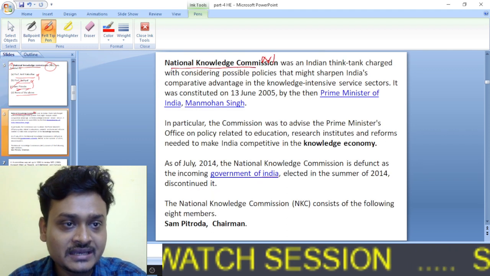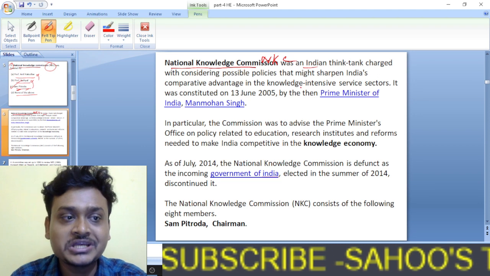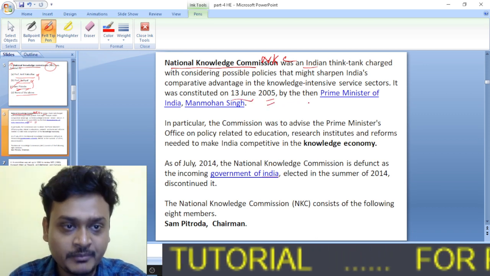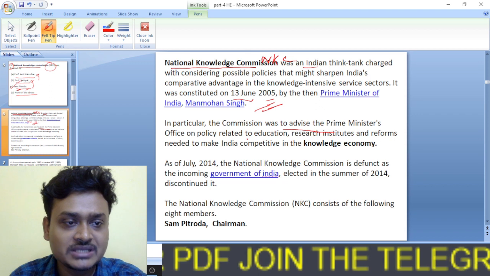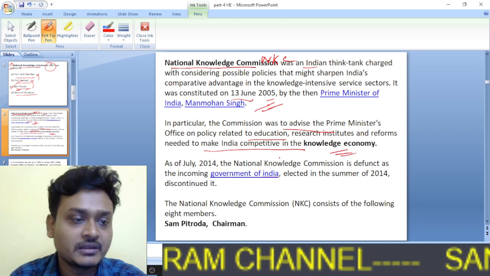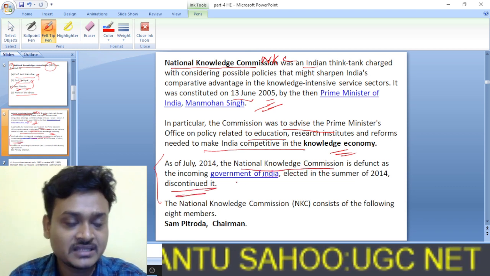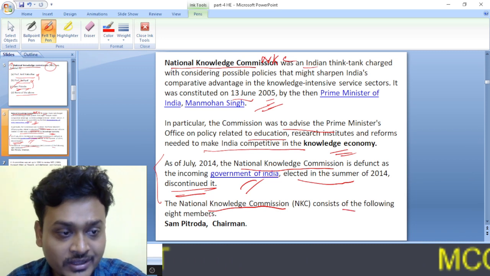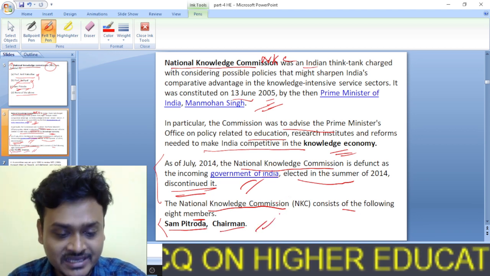The National Knowledge Commission, that is NKC, was an Indian think tank charged with considering possible policies that might sharpen India's comparative advantage in the knowledge-intensive service sectors. It was constituted on 13 June 2005 by then Prime Minister of India, Manmohan Singh. The commission was to advise the Prime Minister's office on policy related to education, research institutes, and reforms to make India competitive in the knowledge economy. As of July 2014, the National Knowledge Commission is defunct, as the incoming government of India, elected in the summer of 2014, discontinued it. The NKC consisted of 8 members, and Sam Pitroda was the chairman of NKC. So Sam Pitroda is the right option.